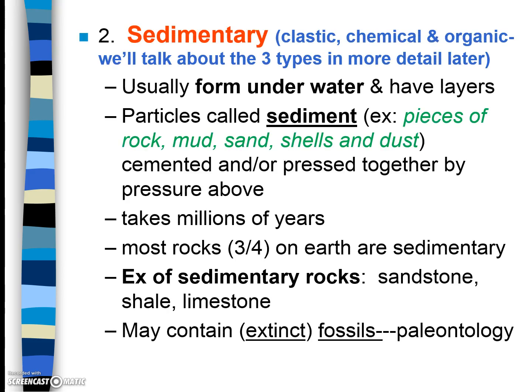The second one is sedimentary, and we have clastic, chemical, and organic, which are the three types of sedimentary rocks. Again, we'll talk about that a little bit more later. They are usually formed underwater, and they have layers. So those are some key things to know about sedimentary rocks.